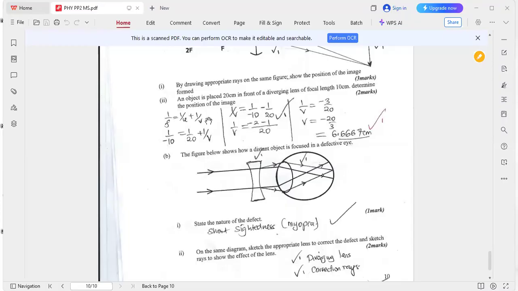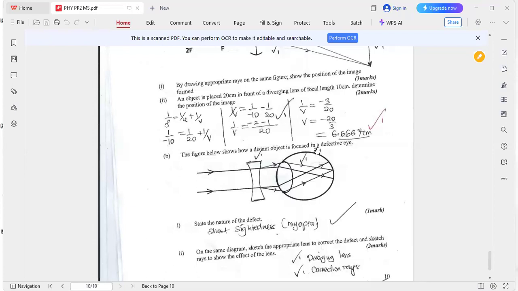So you write the formula the normal way. Don't start introducing negatives at this level. Then substitute: F will be negative 10, U remains 20. Then you find V, where V is now positive 6.667 centimeters. So these are the cases where we have negative signs. Any virtual image, if you're told it produces a virtual image 10 centimeters from the mirror or from the lens, then that virtual image you must attach a minus sign because it's virtual.